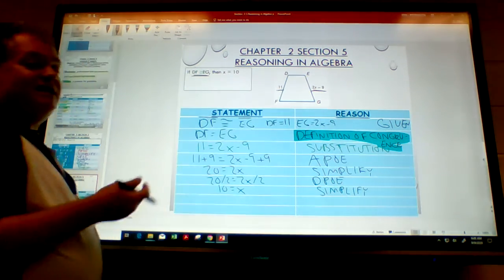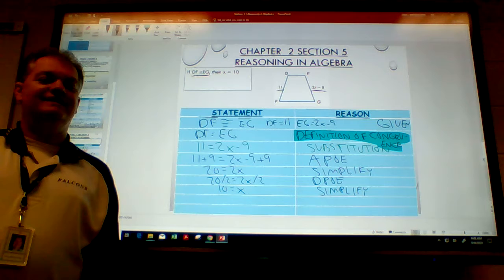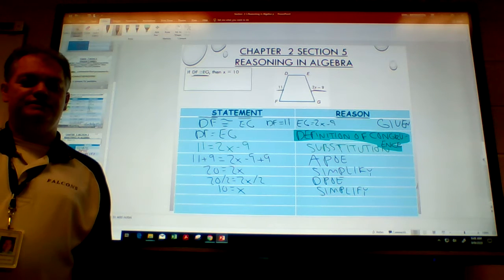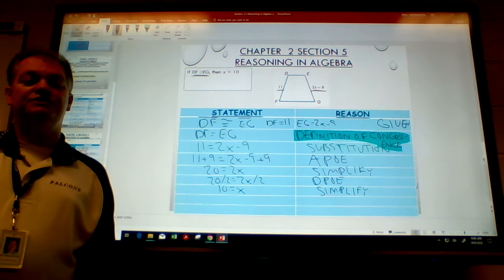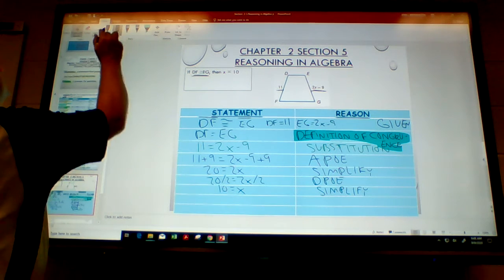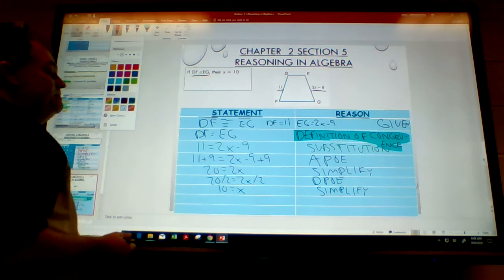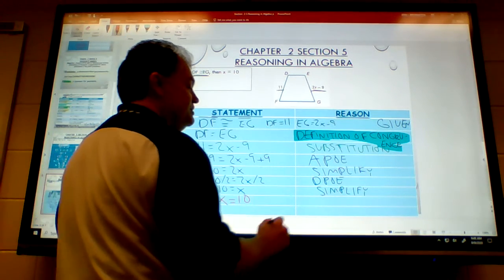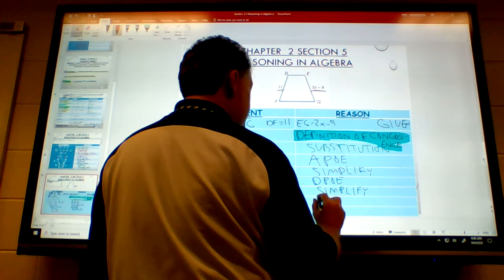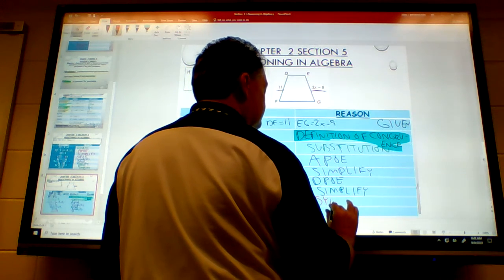Okay, now I have 10 equals x. I don't like that. I like the variable first. Can I switch it around? Yes, I can. Why can I switch it around? It's called the symmetric property. So x equals 10 says I can switch it around, and that is by the symmetric property.